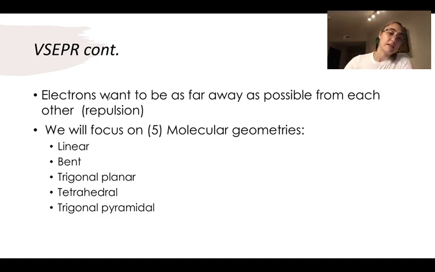Okay. And the next thing, so VSEPR theory continued. So electrons want to be as far away as possible from each other. That's the repulsion part of VSEPR, the R. So they're going to orient themselves in such a way that they are as far away as possible from each other. And there's 5 geometries we're really going to be focusing on in this class: linear, bent, trigonal planar, tetrahedral, and trigonal pyramidal. So what I'm going to do right now is go through all 5 of these examples and show you what they look like and how to draw them and sort of what that means.